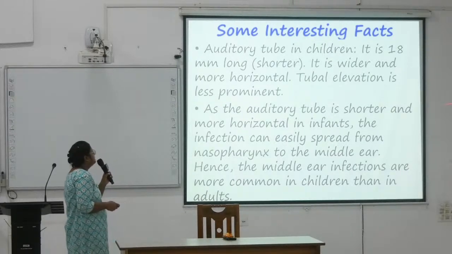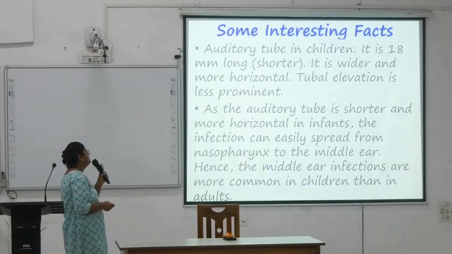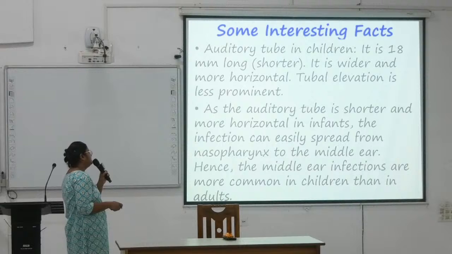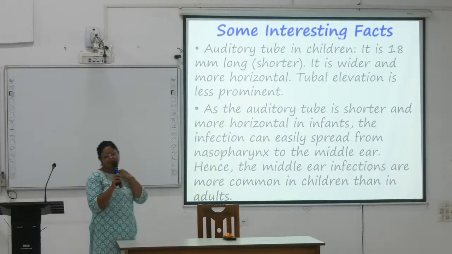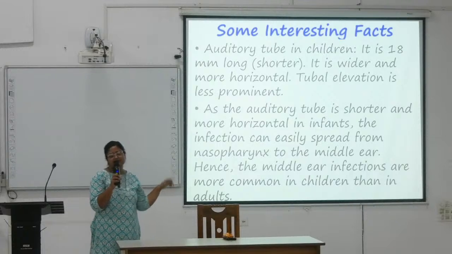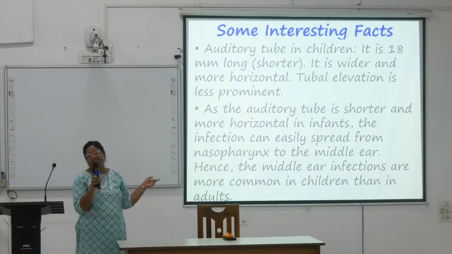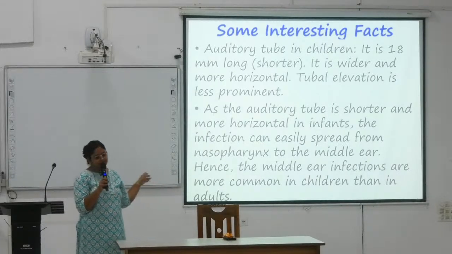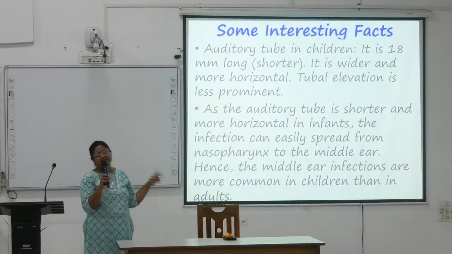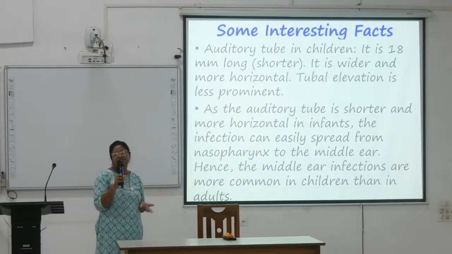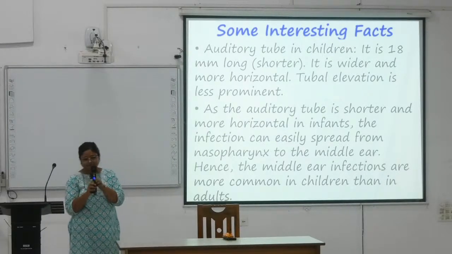As the auditory tube is shorter and more horizontal in infants, infection can easily spread from the nasopharynx to the middle ear, and hence middle ear infections are more common in children than in adults. This is very frequently given as an explain-why question. Middle ear infection is more common in children because the auditory tube is shorter in length and more horizontally placed.